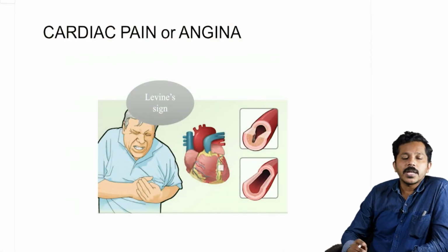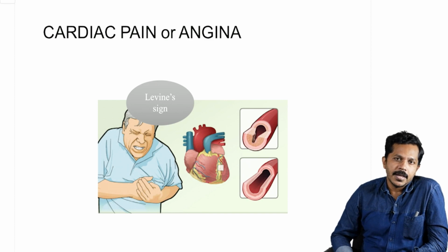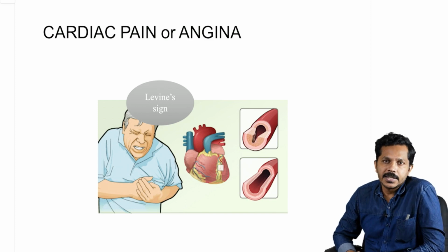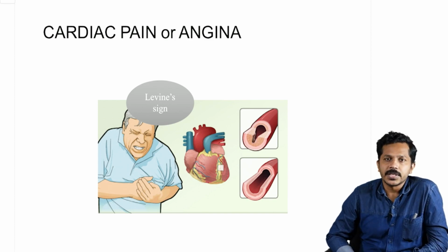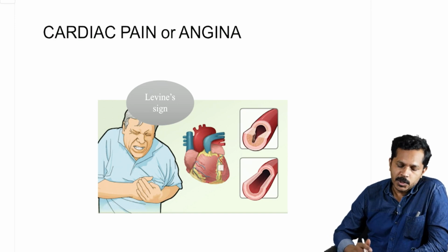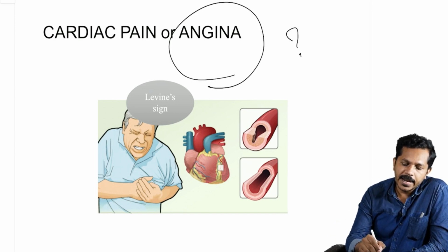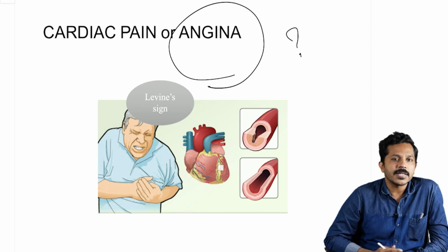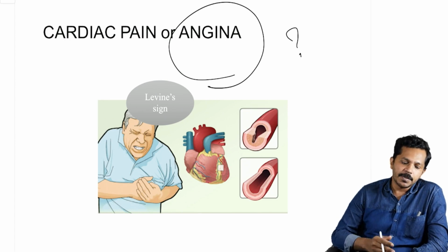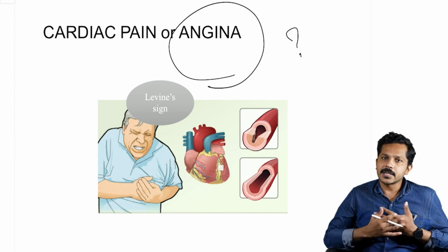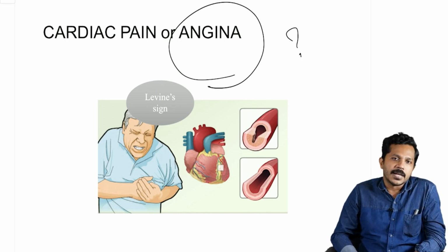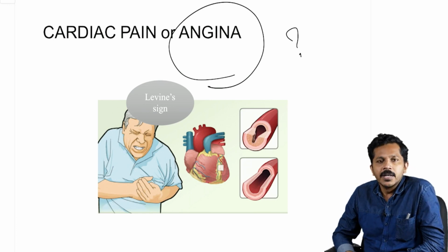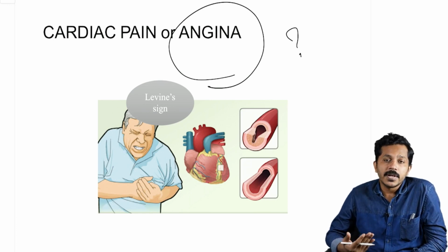So the most important type of chest pain you want to identify is a cardiac pain, otherwise called angina, because this is the most important and the most common life-threatening condition with which a patient presents to you with chest pain. So the most important thing is to identify what is an angina and how you will identify it. Most often the classical presentation is like a patient coming, as in the picture, with hands clasped towards the chest, saying that I am having a central chest pain. This classical presentation is called the Levine sign, but sometimes the patient may not always present like this.